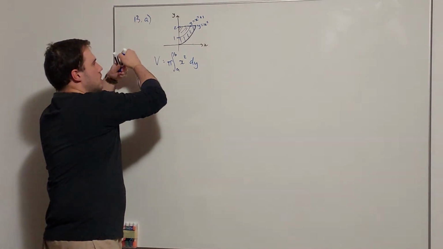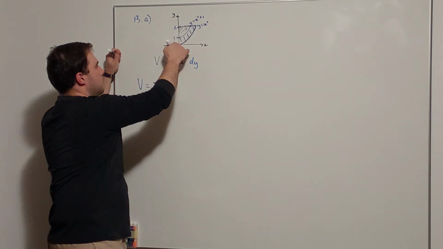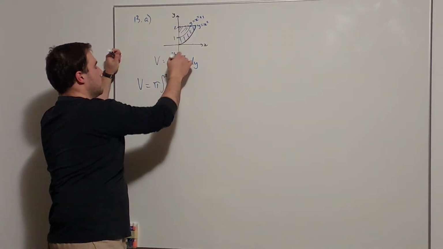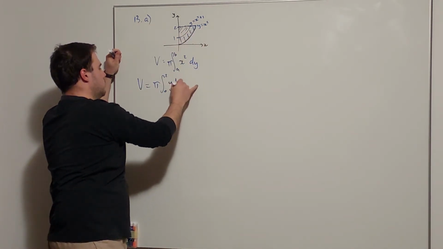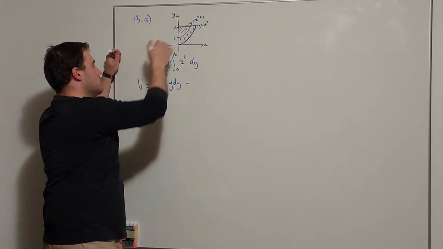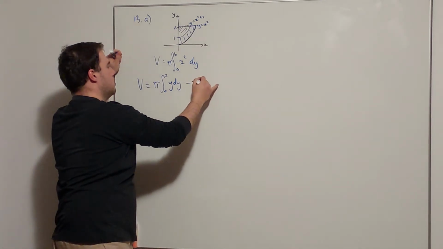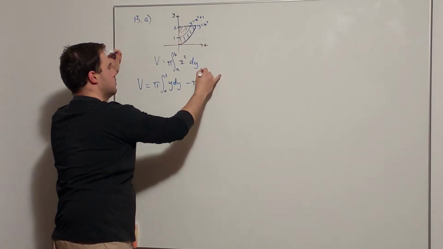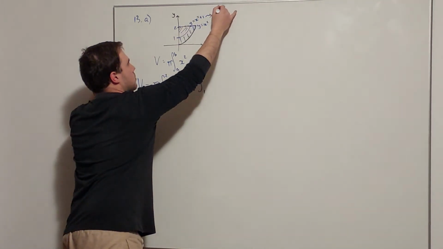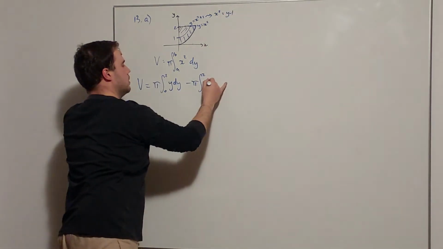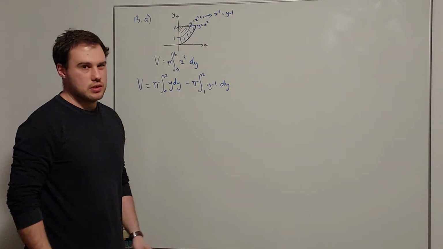So the big bit here is going to be pi times the integral from 0 to 2 of x squared, which is just y, and then we're going to subtract this little cut out piece in here, which is going to be pi times the integral from 1 to 2 of, and if y equals x squared plus 1, then x squared equals y minus 1. Okay, so that's the setup there, and now the rest is just procedural.